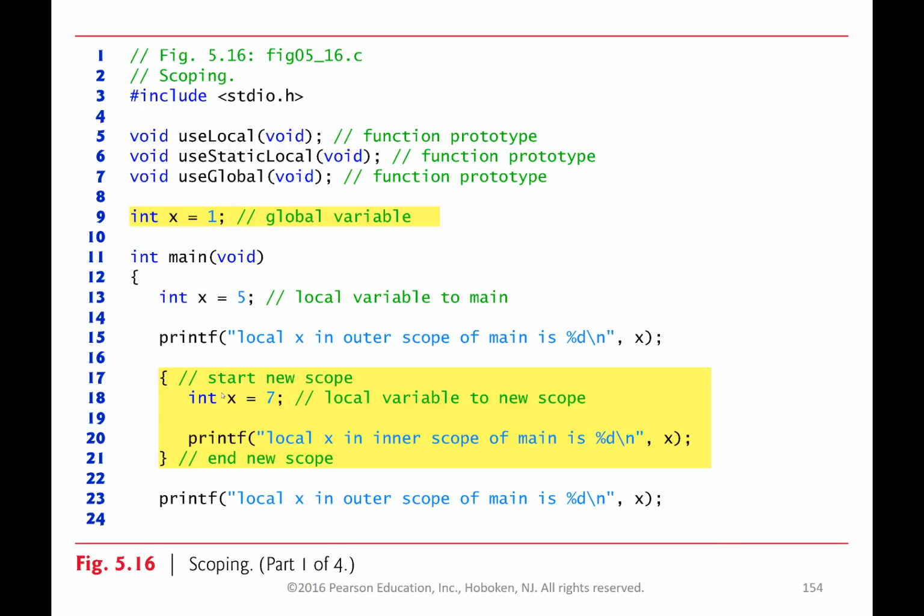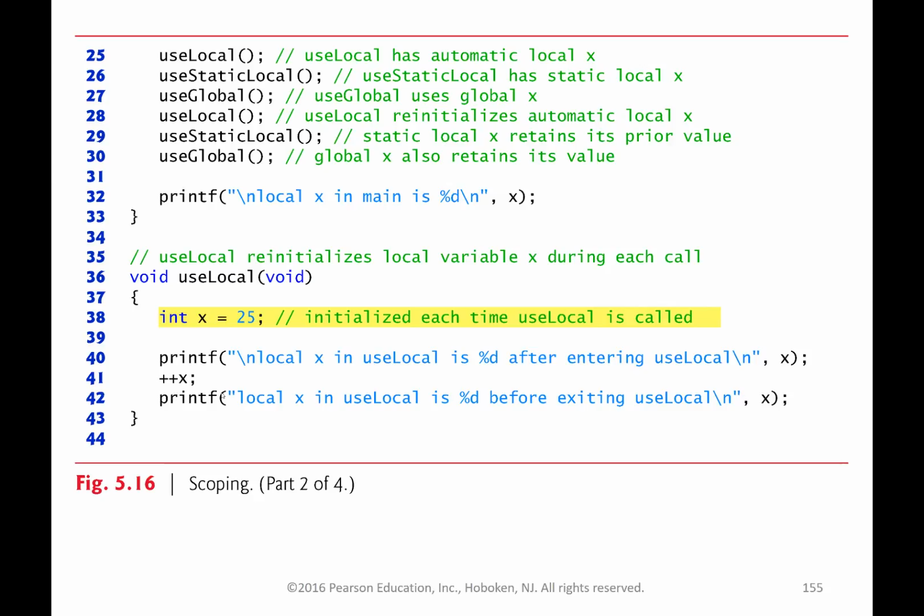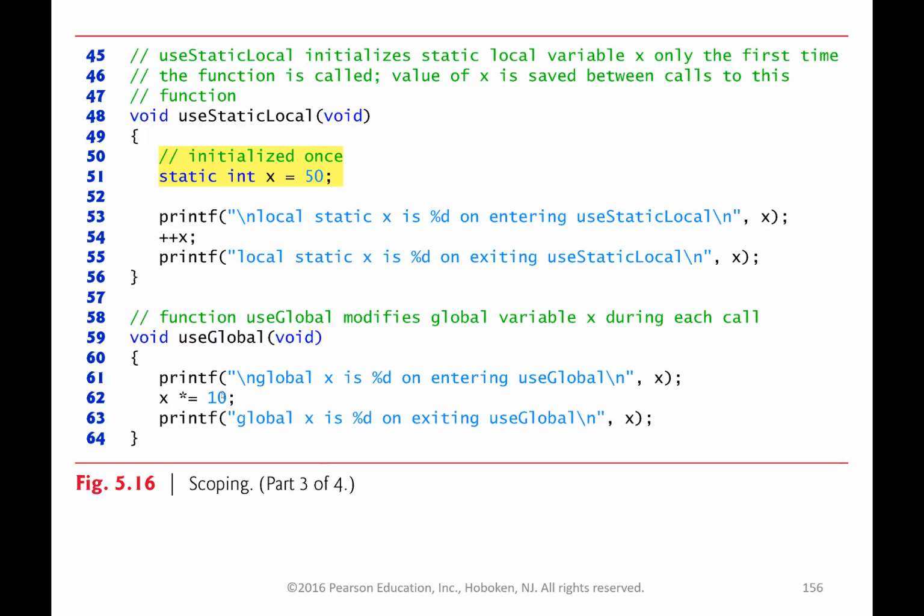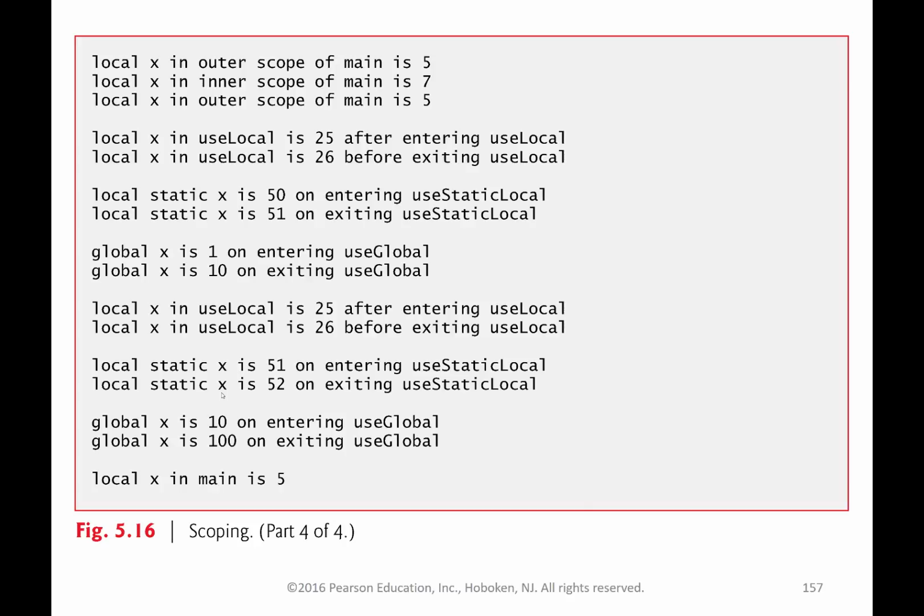At the global level, it starts out equal to 1. Within main, it's equal to 5. Within use local, it starts at 25. Within use static local, it's equal to 50. And every time I call use static local, it's going to increment it, and it's going to remember the value right there. And in use global, it's going to be equal to 1 the first time, and then it's going to be multiplied by 10.